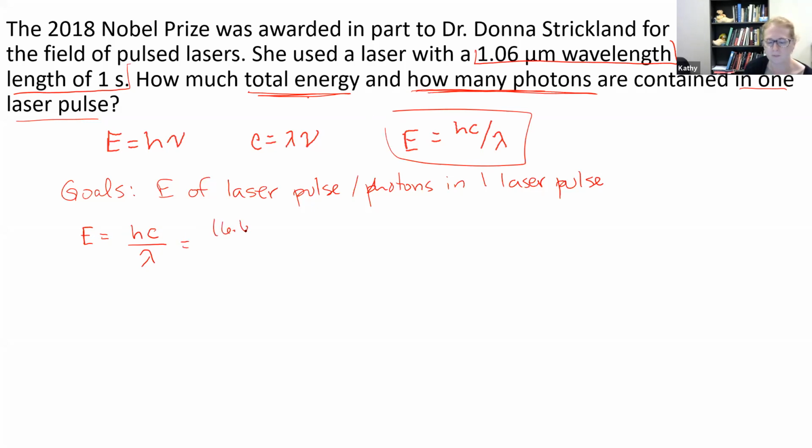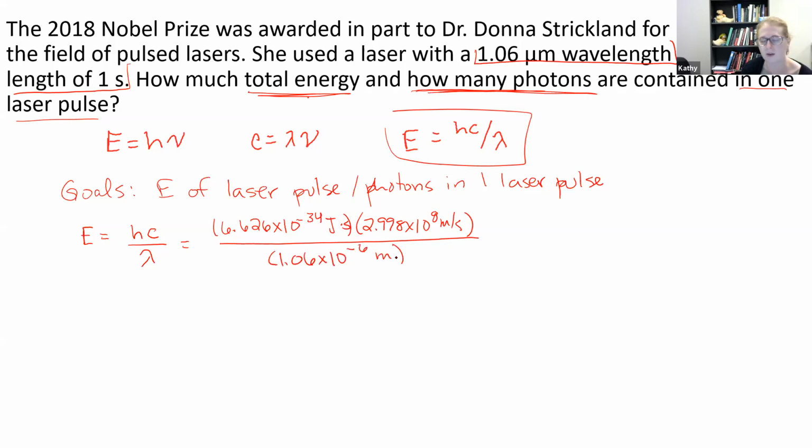I know Planck's constant. And I know the speed of light. And I know the wavelength as well. It's actually 1.06 times 10 to the negative 6 meters. That conversion is one that I know and I used here, but you would be given a conversion like that on a test. So let's see. We have 6.626 times 10 to the negative 34 times 2.998 times 10 to the 8 divided by 1.06 e negative 6. That's 1.87 times 10 to the negative 19 joules.